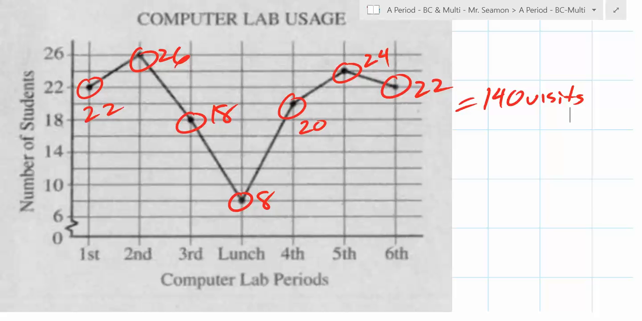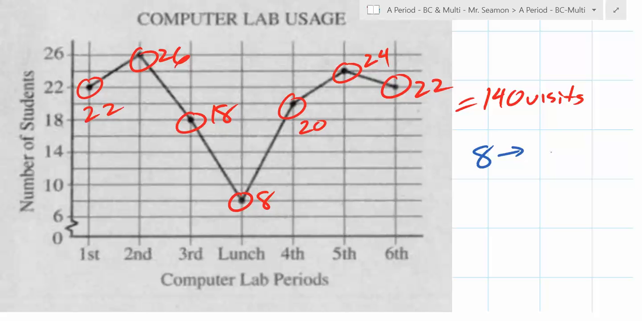So they tell you, though, that the people that went to lunch also went 2 other times. How many people went to the lab during lunch? There's 8 of them, right? So how many times are those people getting counted in that 140 visits? Well, they're getting counted 24 times.